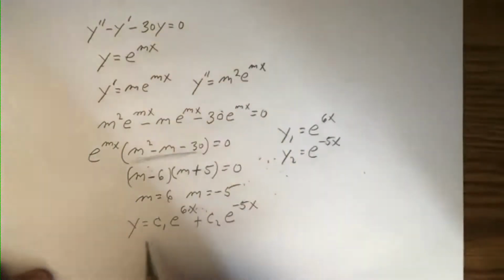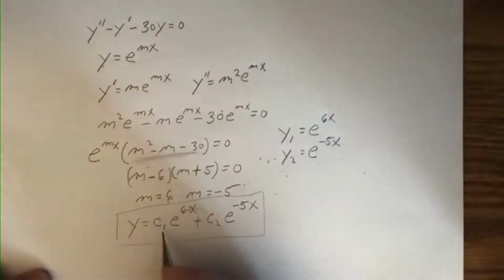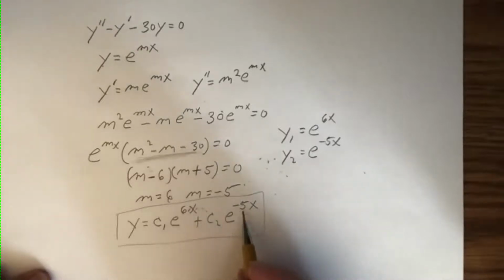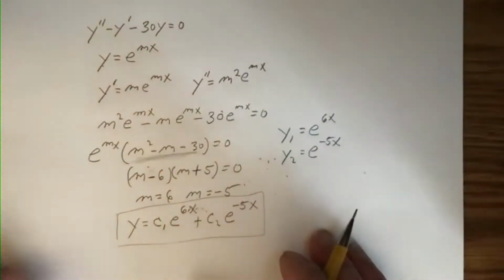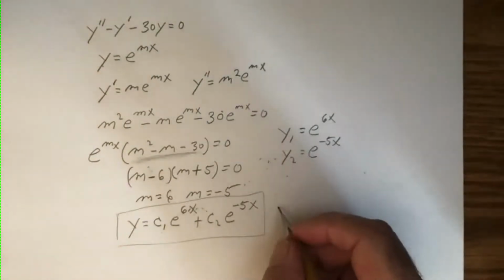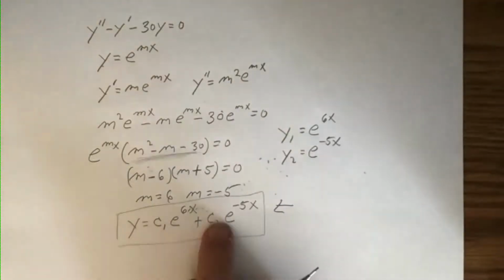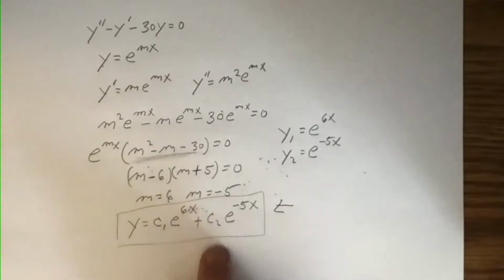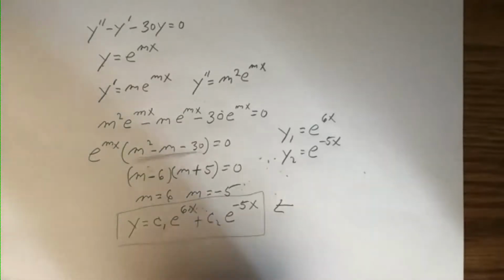So then any linear combination is a solution. Any c1 times e to the 6x plus c2 times e to the minus 5x is going to satisfy this differential equation. That's what I have in my notes, right? So this is the general solution. I think in my notes I wrote it like this, but it doesn't matter.